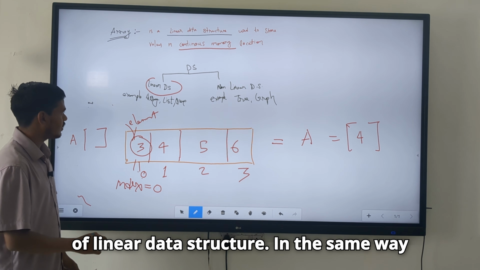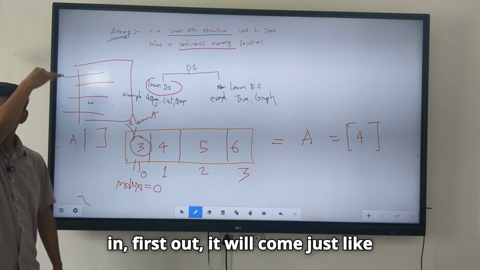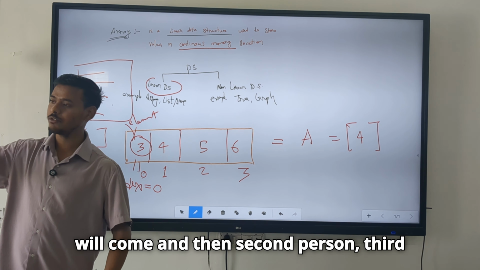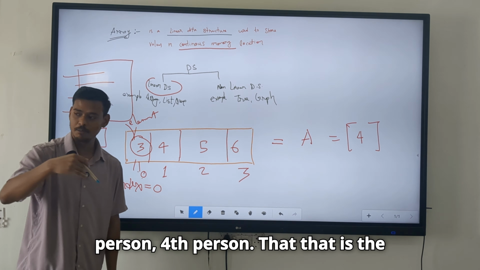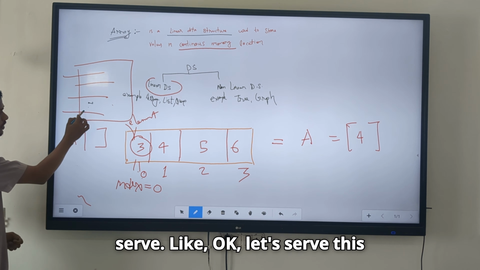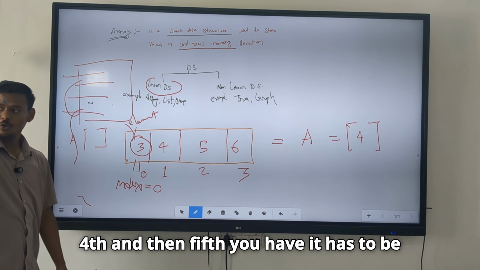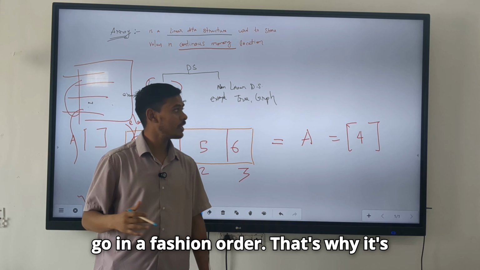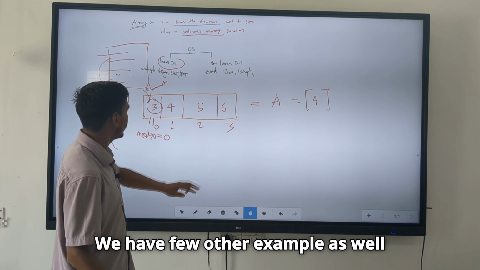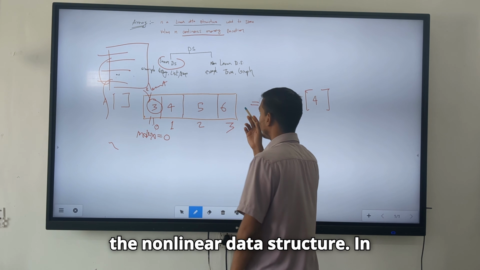An example of a linear data structure: in the same way, a queue also works, right? First in, first out. It's just like standing in a line. The first person will come, then the second person, third person, fourth person. That is the example of a queue, where you get served, right? First in, first out. Clear? You cannot serve the first variable and then the fourth and then the fifth. It has to go in order. That's why it's called a linear data structure. Clear? We have a few other examples as well, like list and queue.